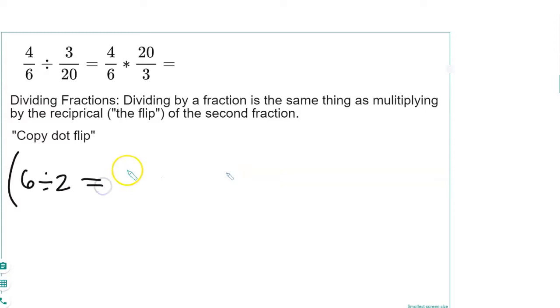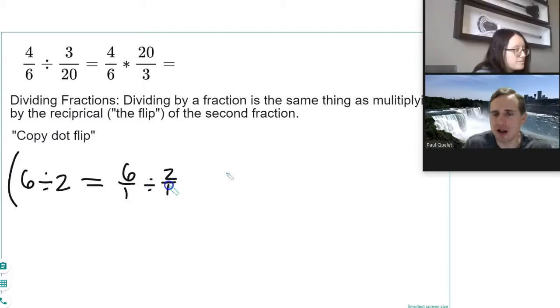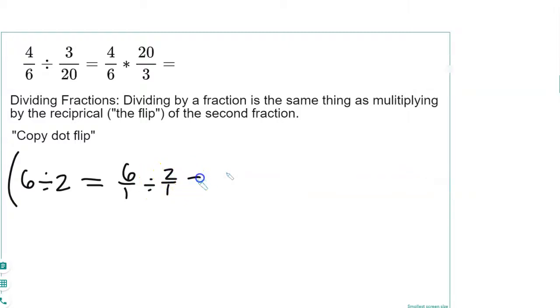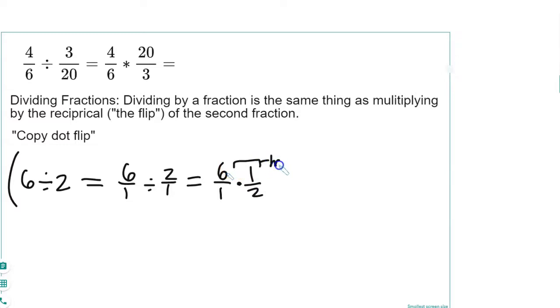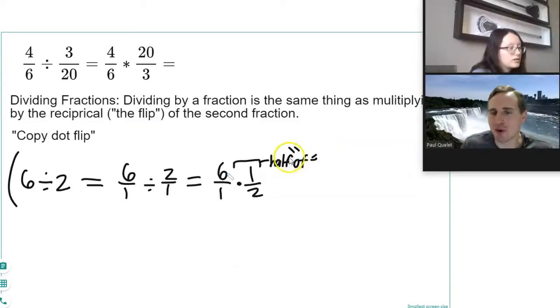6 divided by 2 is the same thing as 6 over 1 divided by 2 over 1, right? Any whole number is just divided by 1. I'm being a little pedantic, but let's think about what that really means. If you divide by 2 over 1, isn't that the same thing as saying 6 over 1 times 1 over 2? Because remember, this means half of. Of means multiply in math, right?